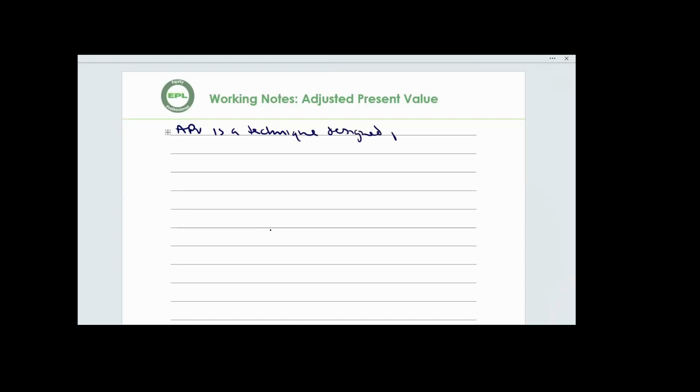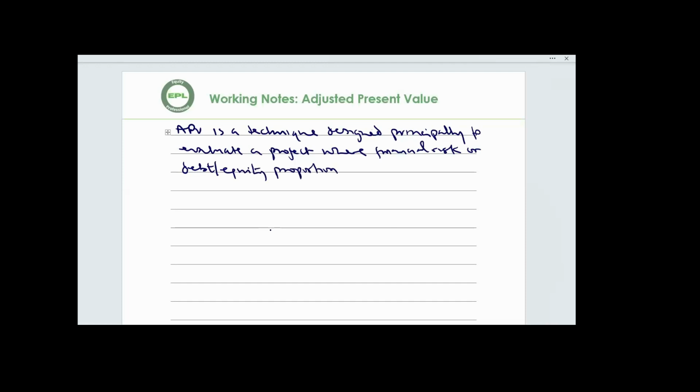designed principally to evaluate a project where financial risk or debt equity proportion of a company is expected to change as a result of undertaking a project. Okay, so that is APV.